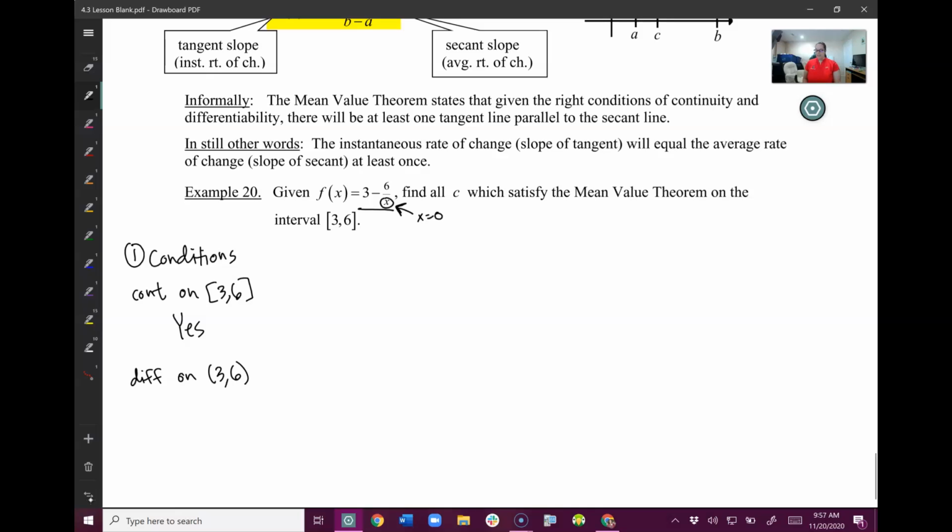Next, is it differentiable from 3 to 6, open interval? So this one we're looking for any sharp turns. This is a rational, which means it is not going to have any sharp turns. We just need to worry about asymptotes, which we've already talked about. So yes, this is differentiable on the open interval from 3 to 6. So now that the conditions are met, I can apply my mean value theorem, which is this.